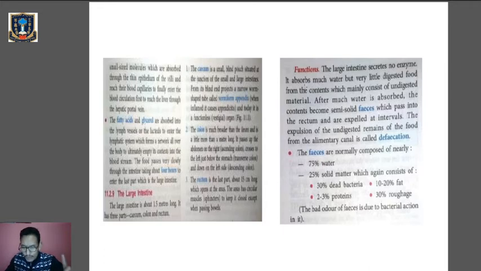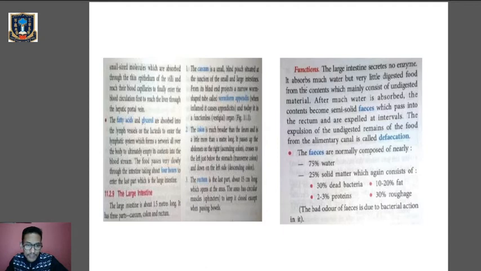The small size molecules are absorbed through the thin epithelium of the villi and they reach the blood capillary to finally enter the blood circulation through the hepatic portal vein. Hepatic portal vein means the vein that goes to the liver. Clear? Fatty acids and glycerol are absorbed into the lymph vessels or the lacteals. Remember this thing. Fatty acids and glycerol are absorbed by the lacteals and they will enter the lymphatic system. Clear?